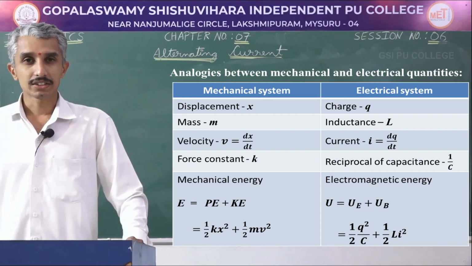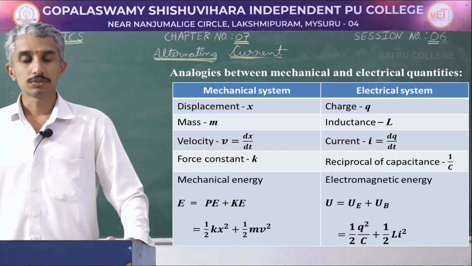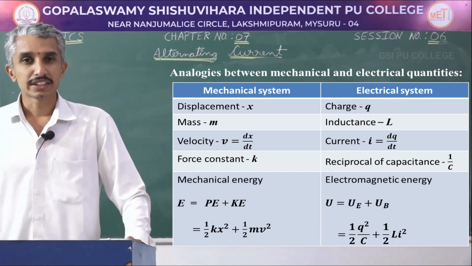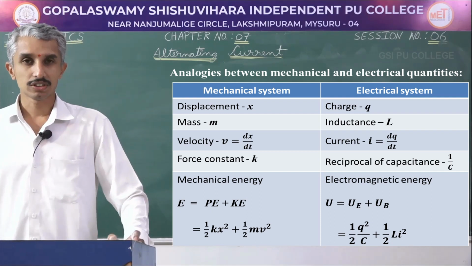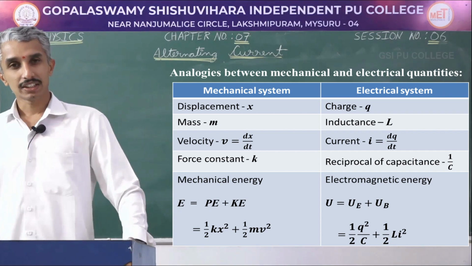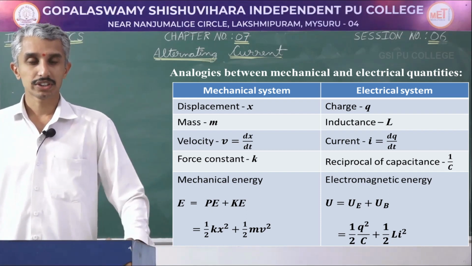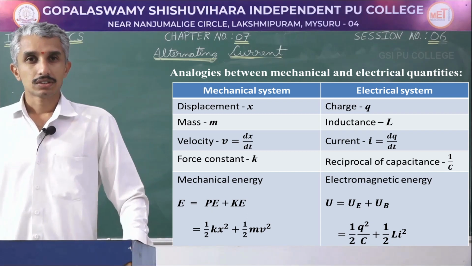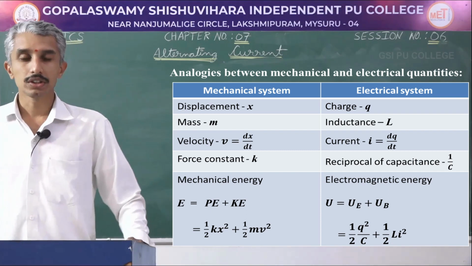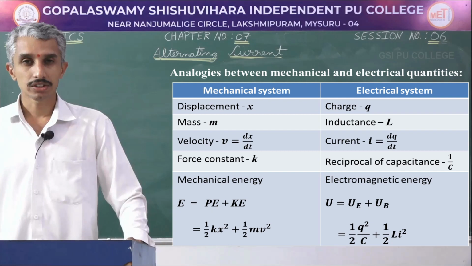Comparing these three equations, finally, I draw a table of analogy where the mass in mechanical system is equivalent to inductance in the electrical system. The velocity in mechanical system is equal to current in the electrical system. The force constant K in the mechanical system is equivalent to the reciprocal of capacitance, that is 1 by C in the electrical system. And finally, the energy possessed in a mechanical oscillation and the energy possessed in an electrical oscillation. So, this will finish the table of analogies between mechanical oscillations and electrical oscillations.